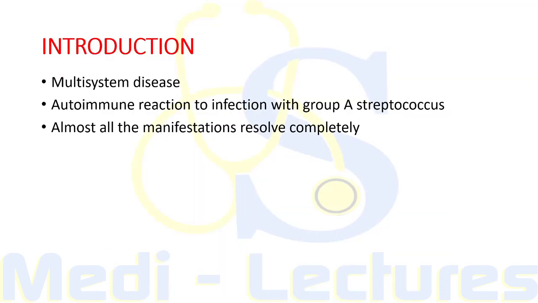Now friends, acute rheumatic fever is a multi-system disease resulting from an autoimmune reaction to infection with group A Streptococcus bacteria. Now it is important to note that almost all the manifestations resolve completely except for the cardiac valve damage. And this cardiac valve damage in acute rheumatic fever is later known as rheumatic heart disease, which may persist after the other features have disappeared.